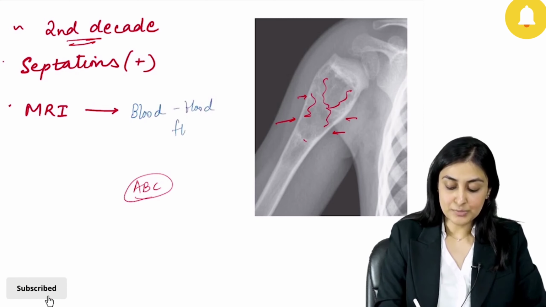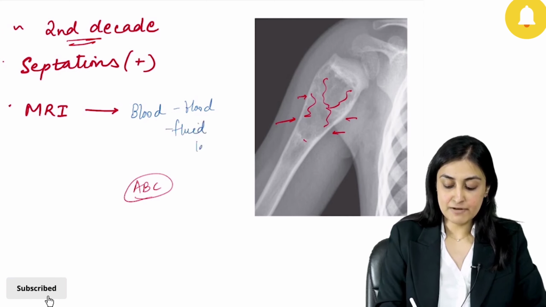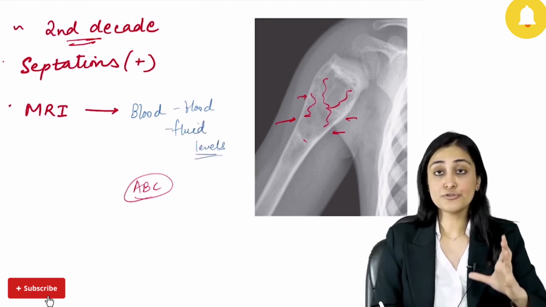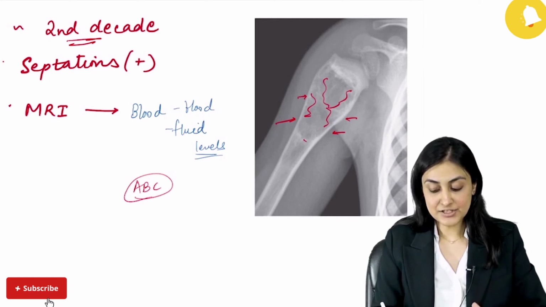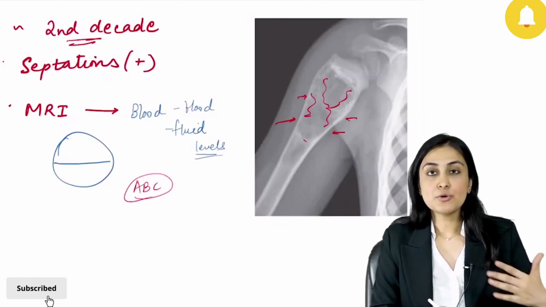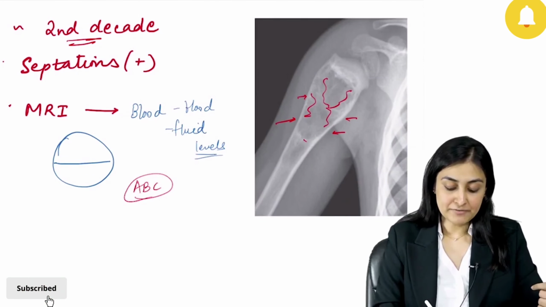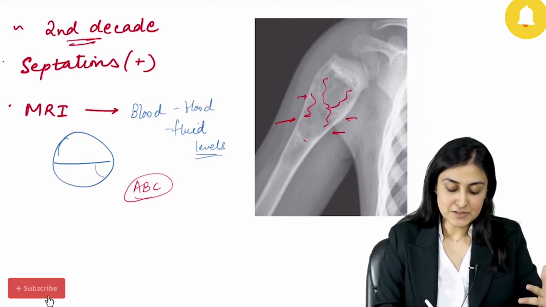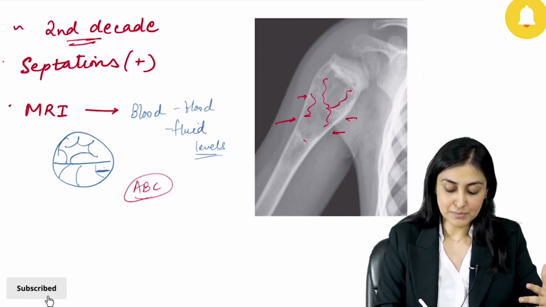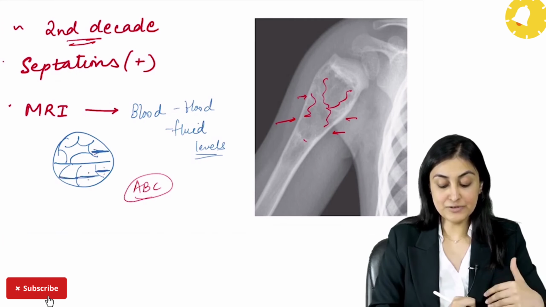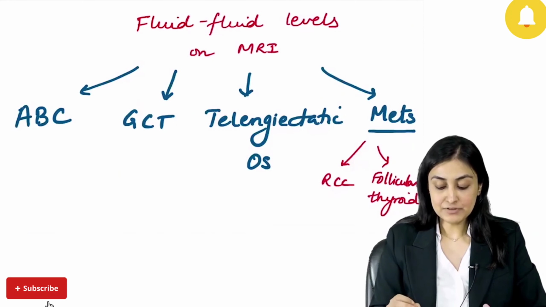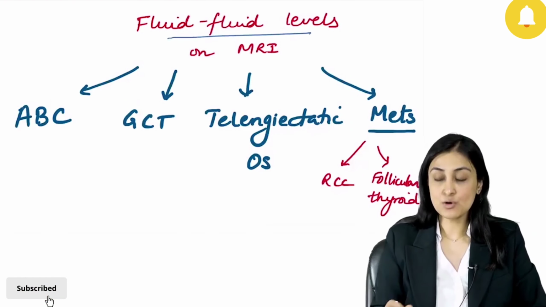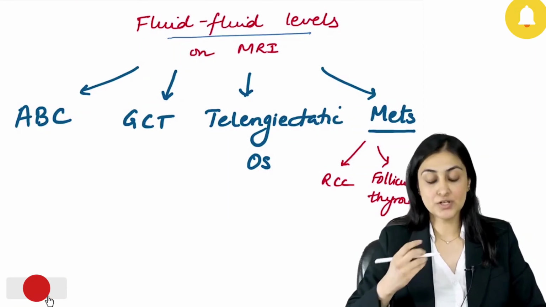Alright, so blood or blood fluid levels, which tell us that there is some sort of bleeding going on inside the lesion. Okay, so these levels, variably referred to as blood fluid levels or fluid levels, will have these multiple pockets, these multiple locules, and within these locules you will find multiple levels getting formed. Alright, so whenever we see these kind of fluid levels, these are all our differentials that we need to consider.